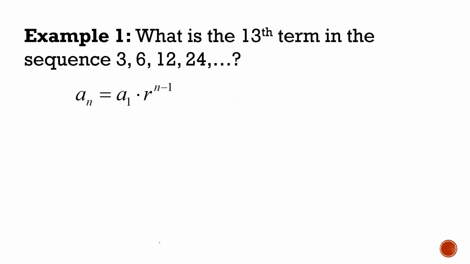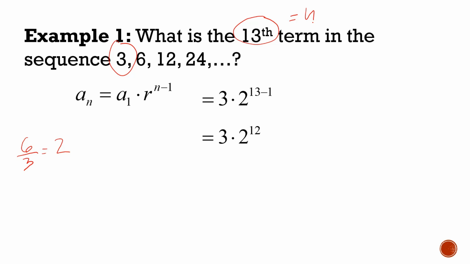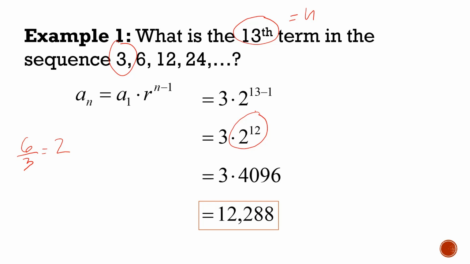So let's find a sub 1, r, and n. a sub 1 is 3. r is 6 divided by 3, which is equal to 2. And our n is 13, the 13th term of the sequence, which we need to find. So this will be 3 times 2 raised to 13 minus 1. 13 minus 1 is 12. Here, you're not going to multiply 2 times 3. No, you have to solve 2 raised to 12 first. That's 4,096. Multiply that by 3, and that will give us 12,288. Okay, let's go to the next example.